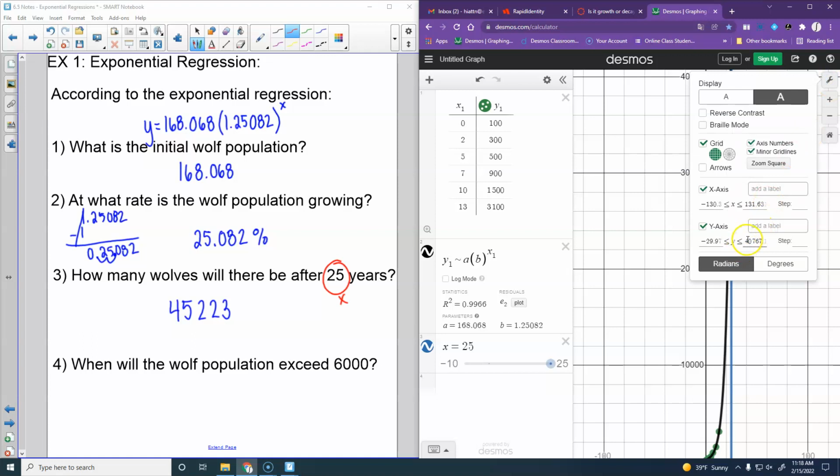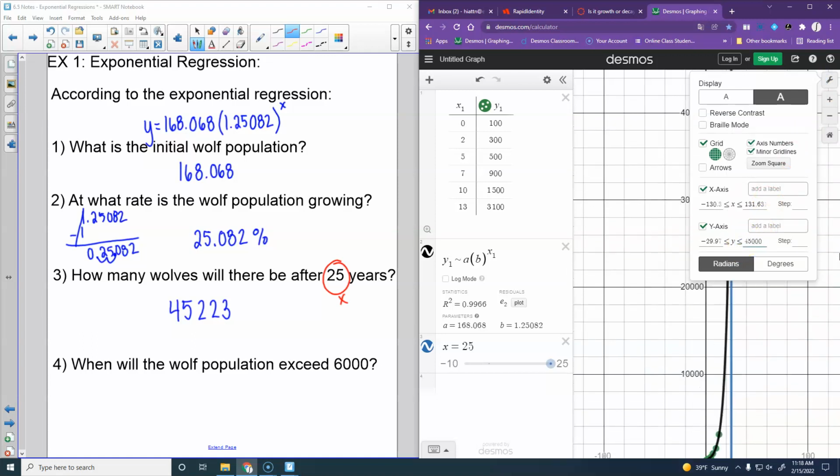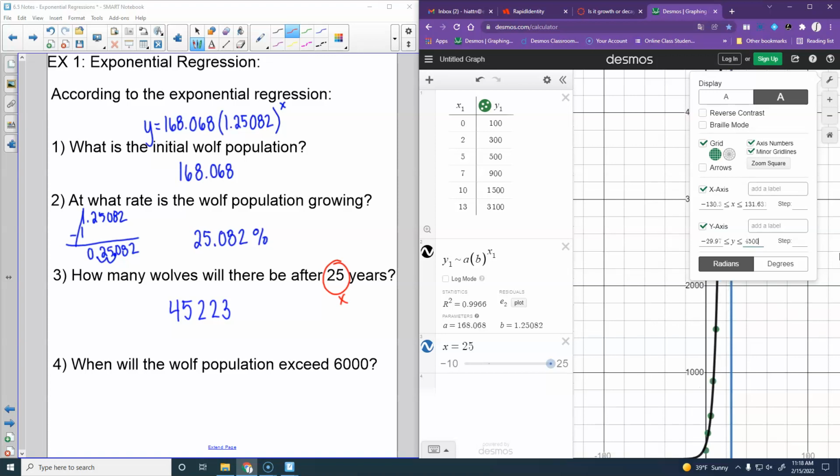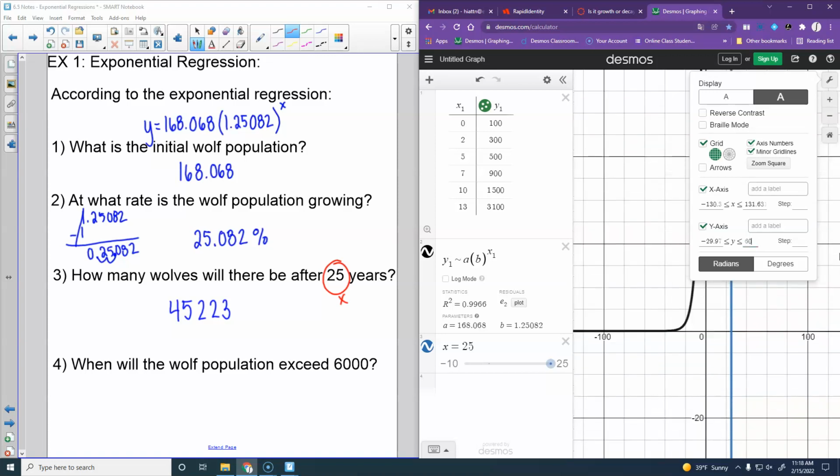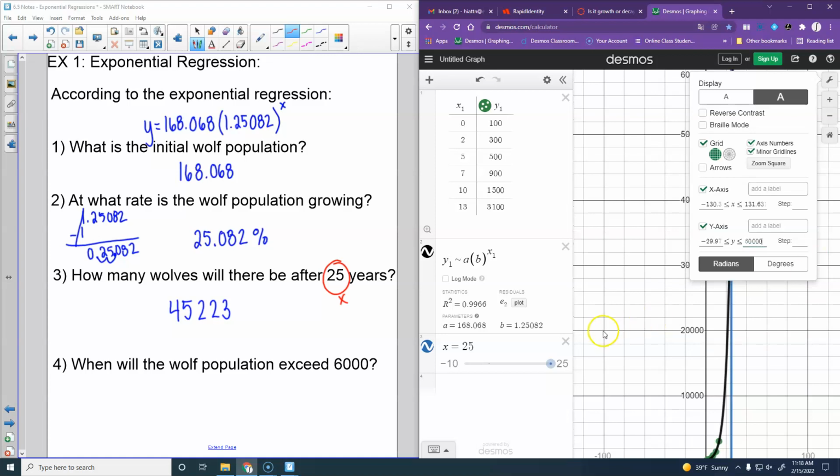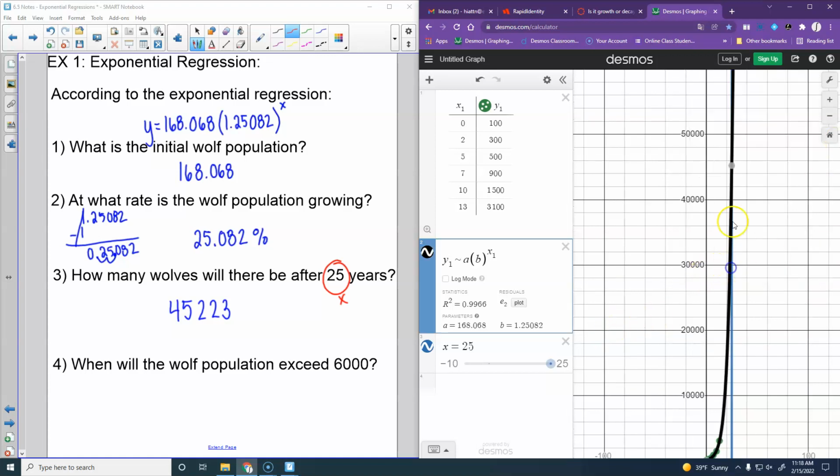Probably have to hit the wrench. Change this to 45,000. Maybe make it a little bigger than that. 60,000. And so up here I can see where they cross, and I can get 45,219.825, which is the same thing I got. I think it's easier just to type it in on this one because you got to zoom in and out so much for that. Sometimes this can be quicker though.